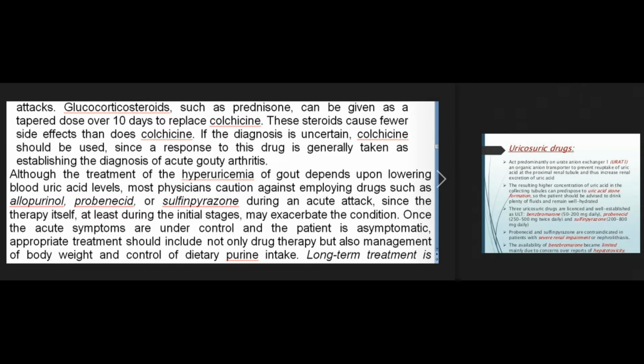Although the treatment of the hyperuricemia of gout depends upon lowering blood uric acid levels, most physicians caution against employing drugs such as allopurinol, probenecid, or sulfenpyrazone during an acute attack, since the therapy itself, at least during the initial stages, may exacerbate the condition. Once the acute symptoms are under control and the patient is asymptomatic, appropriate treatment should include not only drug therapy but also management of body weight and control of dietary purine intake.